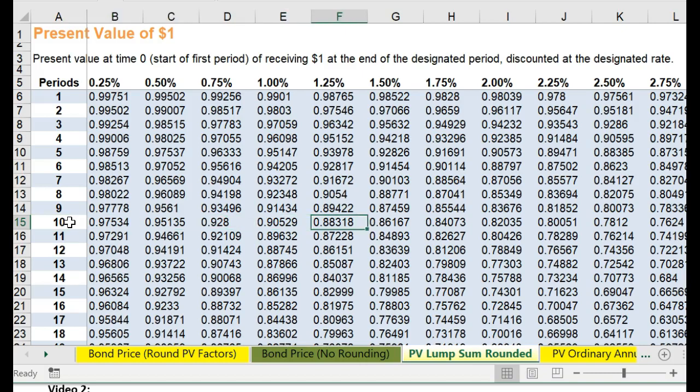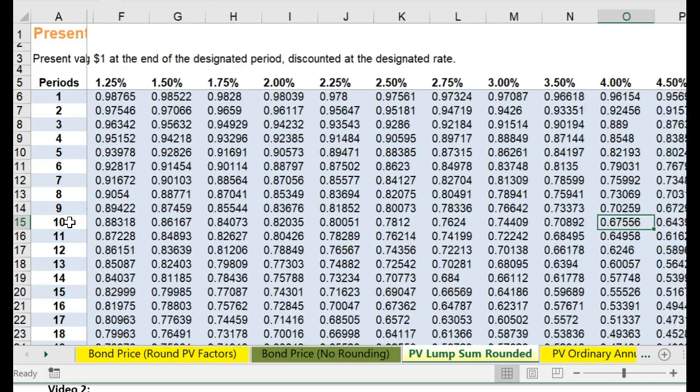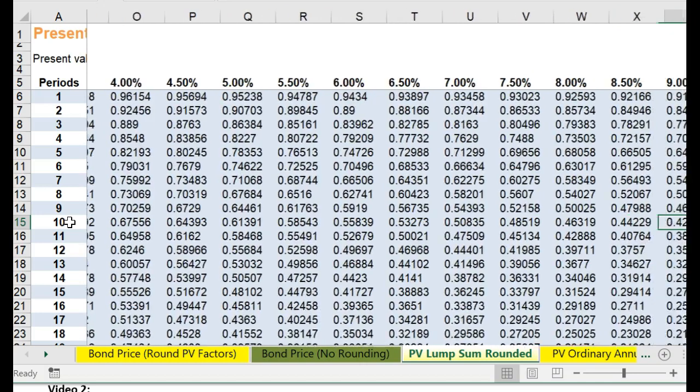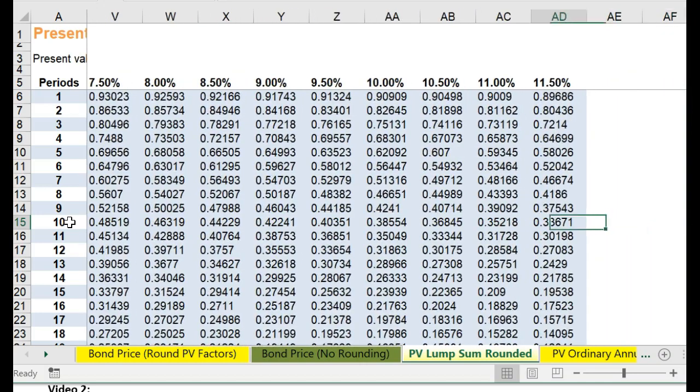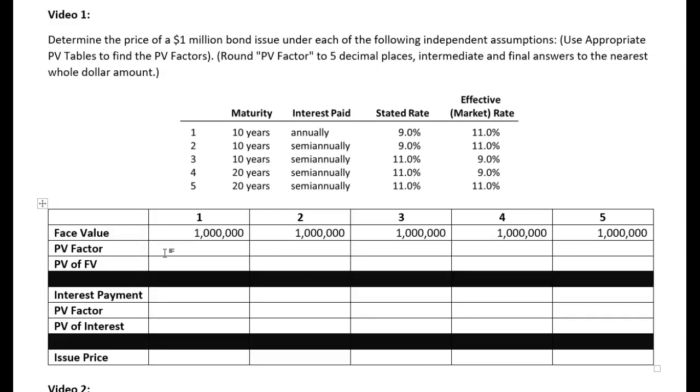And then we need to find the interest. This is 11%, so we're going to scroll over on our table to our 11% column, because we said the I was 11. When we do that, we get 0.35218. So that's our PV factor. We're going to go back to our table here, and we're going to put that in, 0.35218. Then you're going to multiply that out.